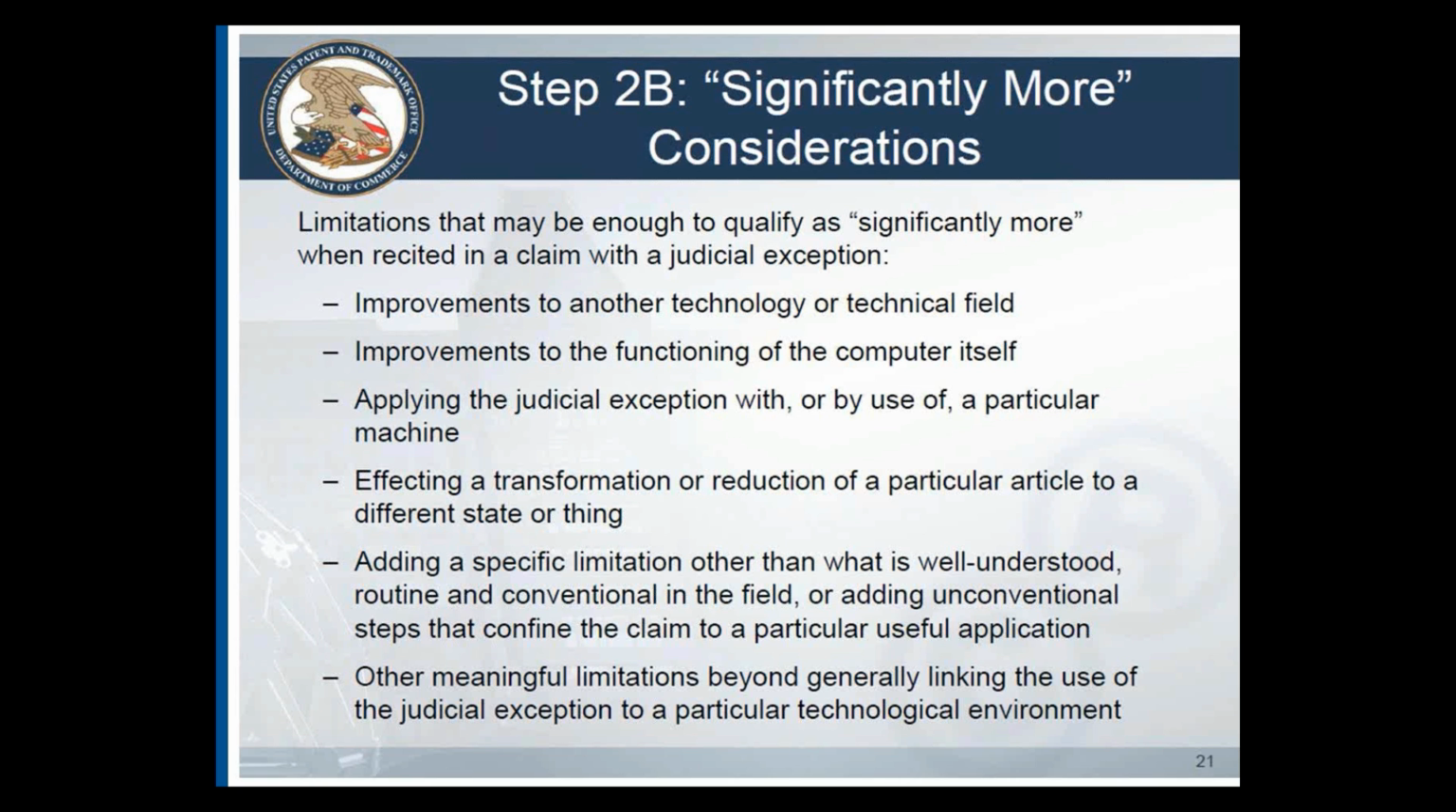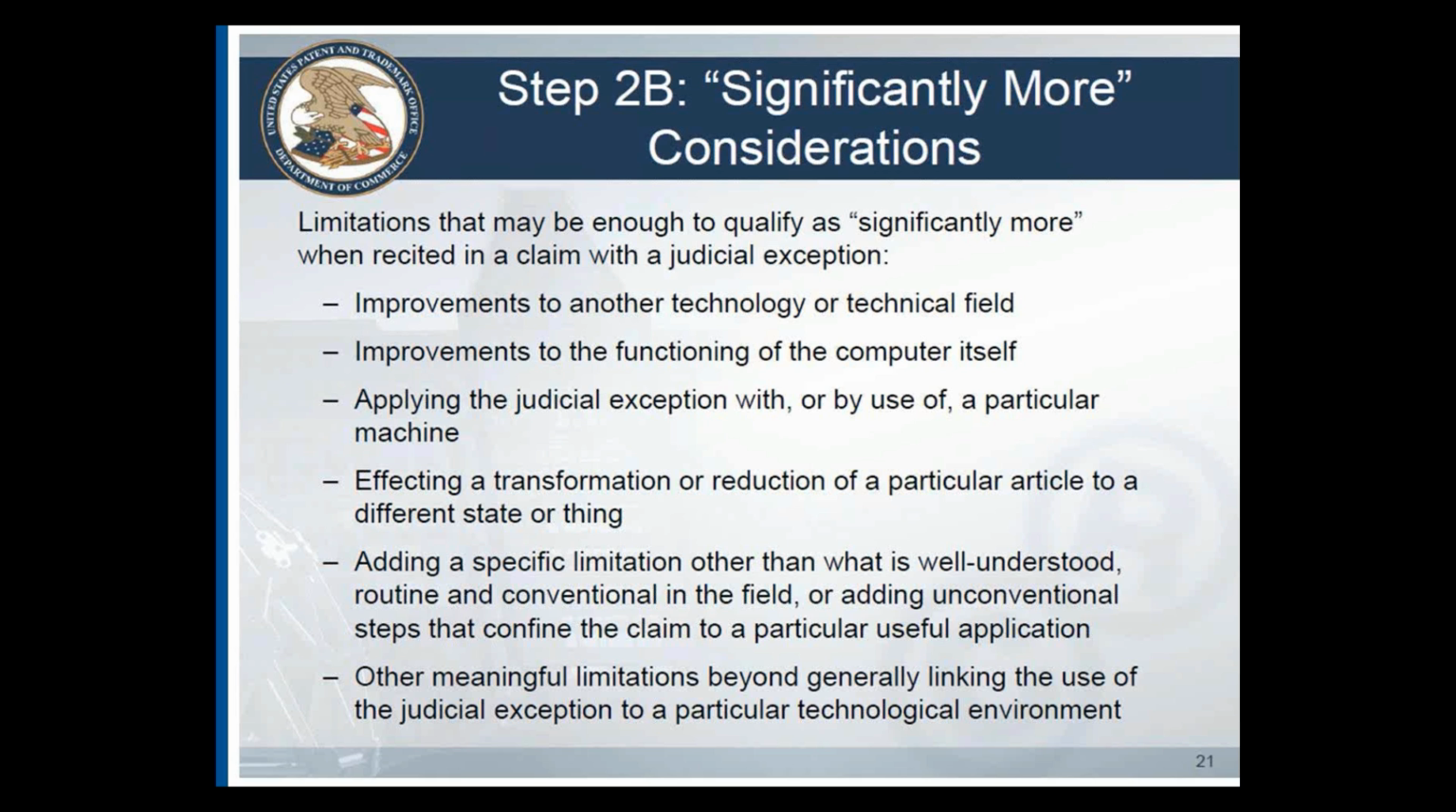So the slide deck for examiners provided some specific examples of what qualifies as significantly more. For example, improvements to another technology or technical field. It's not really clear what that means. Improvements to the functioning of the computer itself. This one has been pretty clear since Alice, as it was mentioned directly in the Alice case. And that's anything that is somehow improving the memory, the speed, and anything that improves the functioning of the computer itself would be something that's considered significantly more.